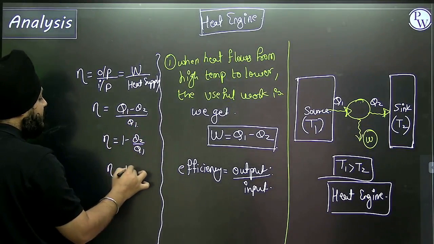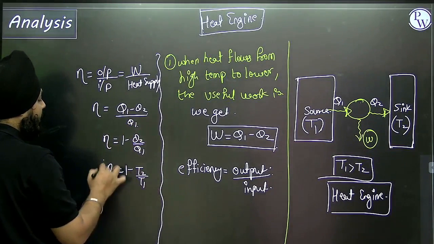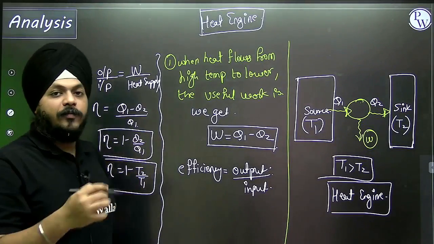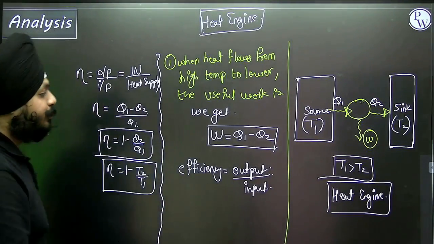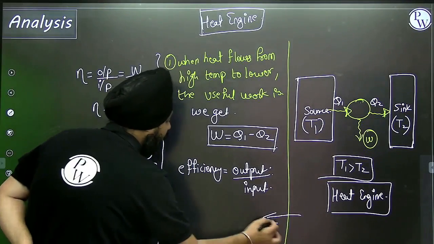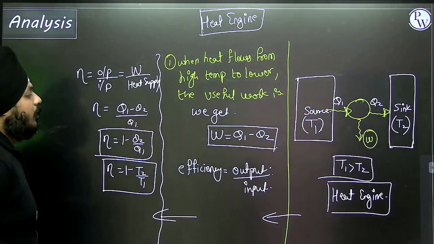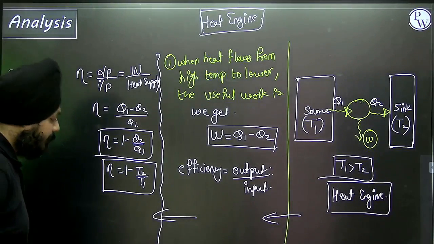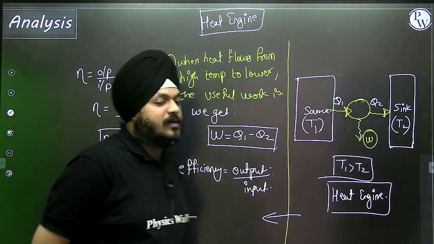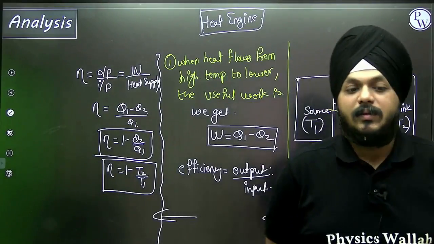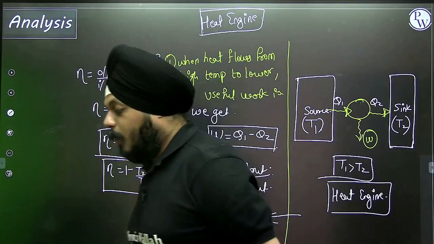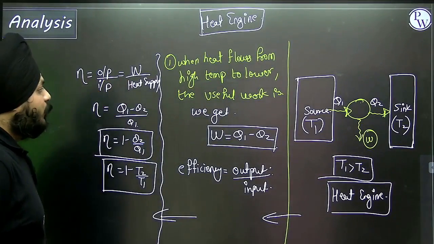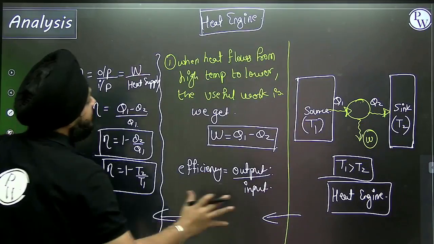So this is the formula of the efficiency of the cycle. Another formula of the efficiency in terms of temperature is this. T2 is the temperature of the sink and T1 is the temperature of the source, right? So this is the formula of the efficiency of the heat engine. As you all are aware, efficiency is never 100%. So this is what the heat engine is all about.